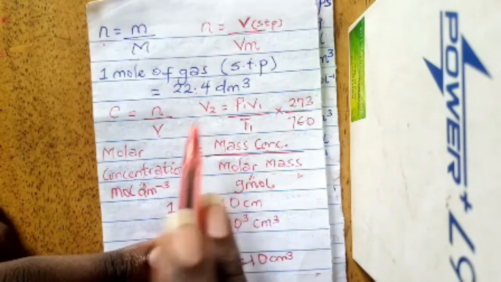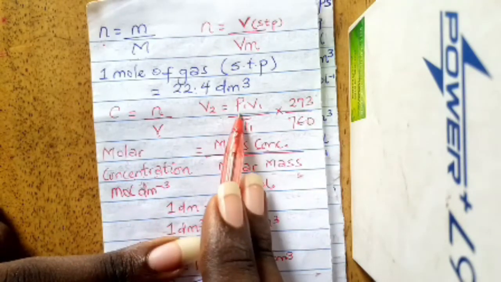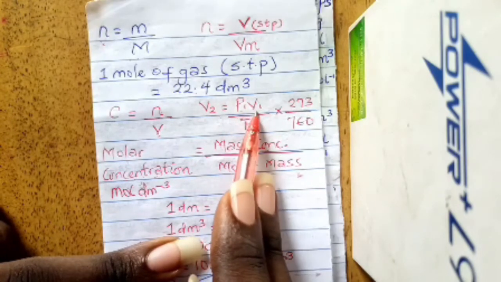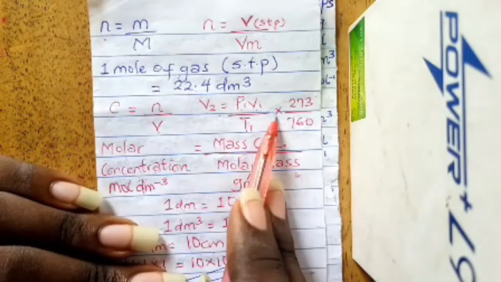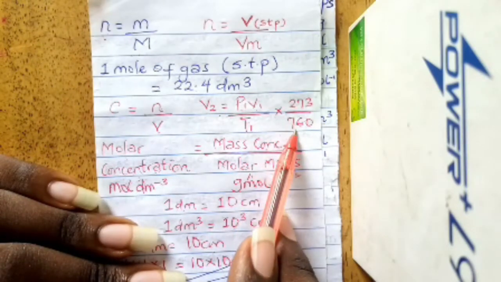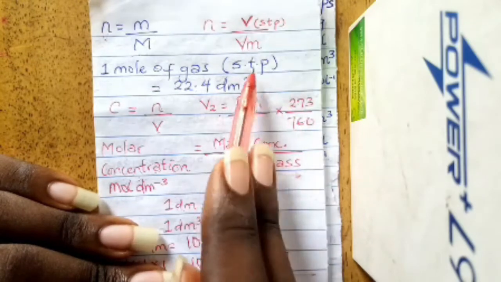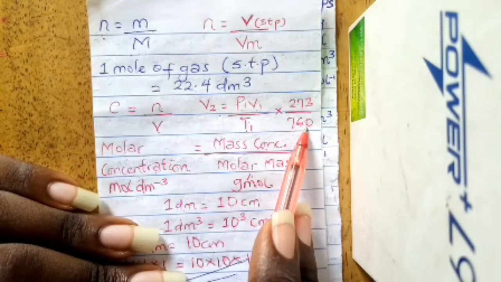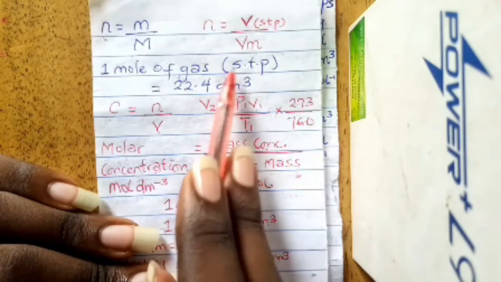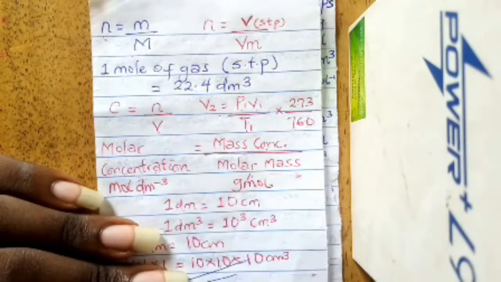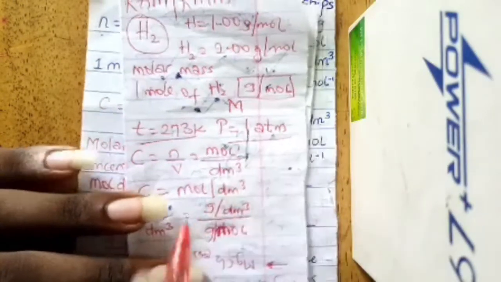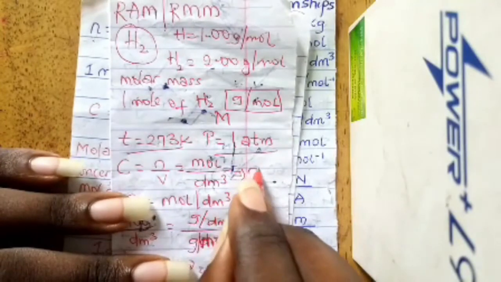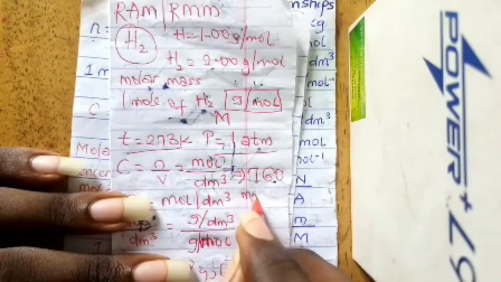To find the volume of that gas, you have the initial pressure of the gas, the initial volume of the gas, and the initial temperature, multiplied by T2 over P2. Now 273 Kelvin is the standard temperature and 760 mmHg is the standard pressure. It told us our standard temperature is 273 Kelvin and standard pressure is 1 atm. Now 1 atm is equal to 760 mmHg.